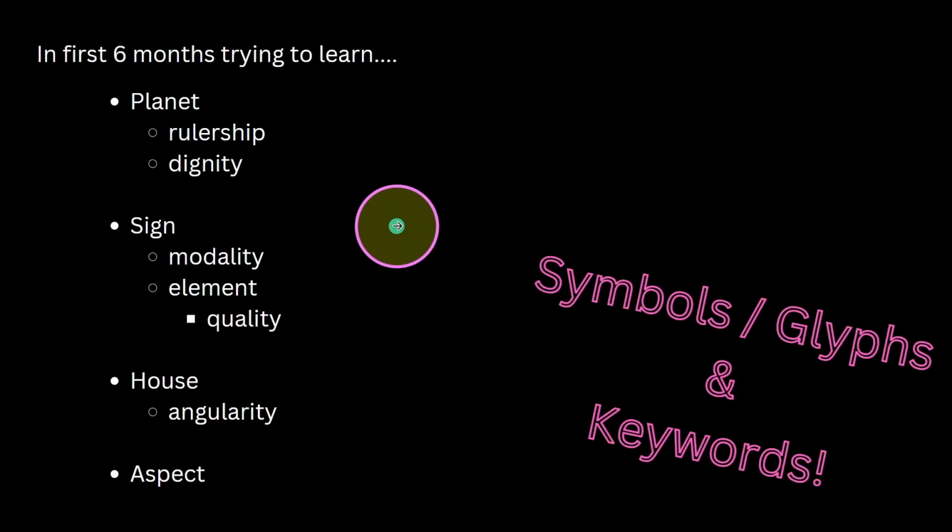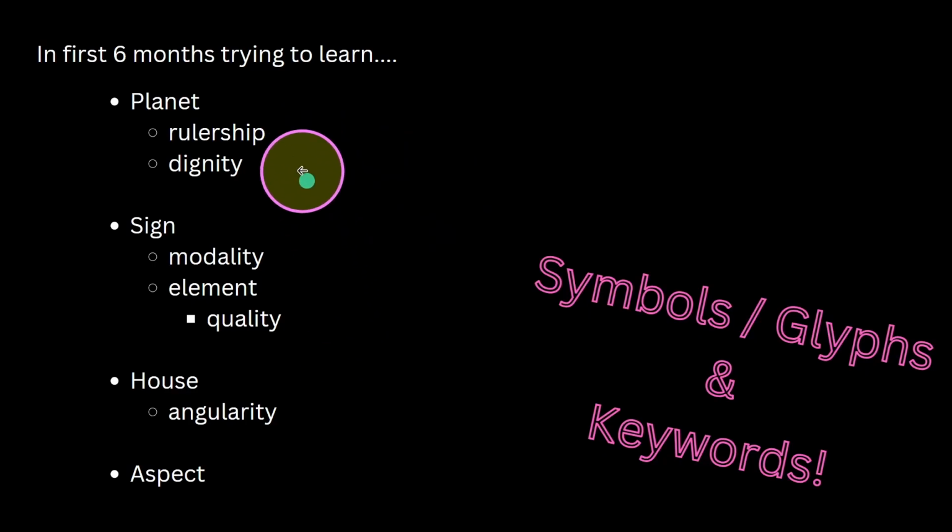Okay, so in my first 6 months, I was trying to learn all of this. A planet isn't just the planet, it's also what the planet rules. And then we have to learn something about essential dignities, which is part of their rulership. Where do they do well? Where do they not do well? How does that inform both planet and sign?